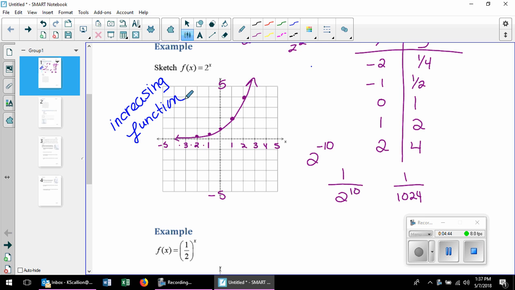We refer to this as an increasing function because as the x increases, what's happening to the y? As x gets bigger, what's happening to the y? Y is getting bigger too. So as x increases, y increases, that's considered an increasing function.